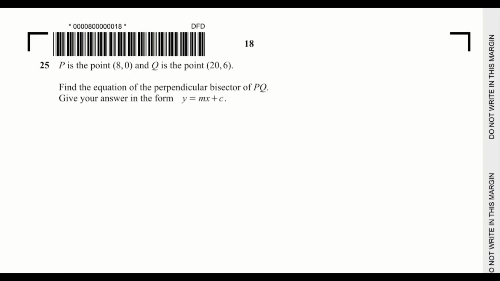That will be question 25. P is the point 8,0 and Q is the point 20,6. Find the equation of the perpendicular bisector of PQ. Give your answer in the form y equals mx plus c.